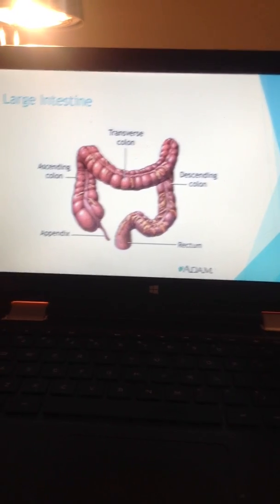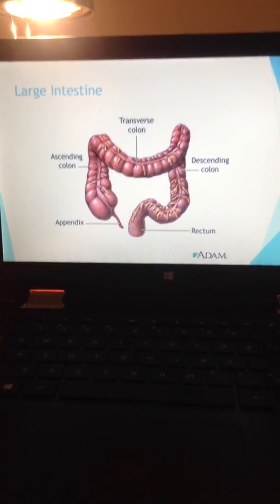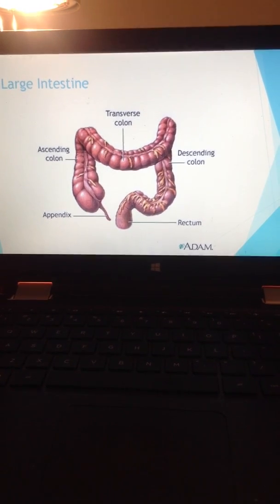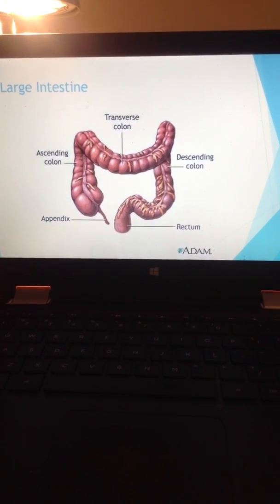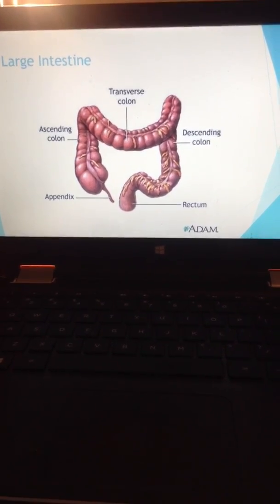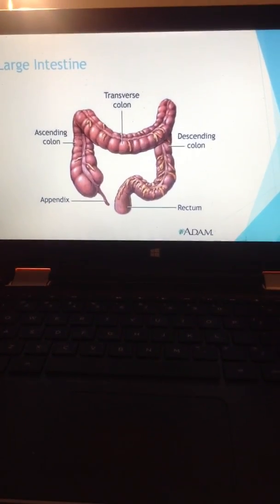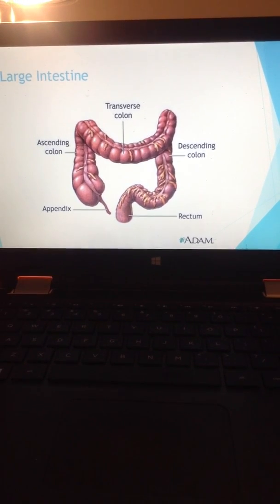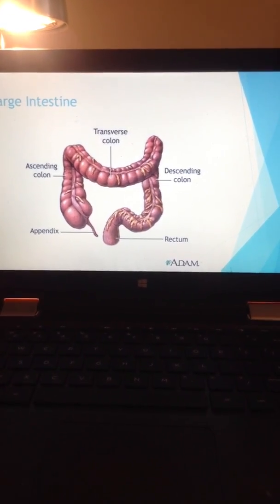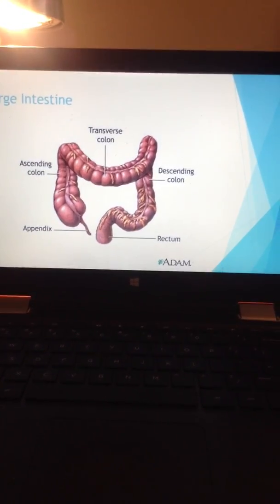And then, for the last thing, we've got the large intestine, and there are 3 different parts to this. You have the ascending colon, transverse colon, and the descending colon, and you also have the appendix that's connected to that, and the rectum is where it ends. And the large intestine is separated from the small intestine by the ileocecal sphincter.